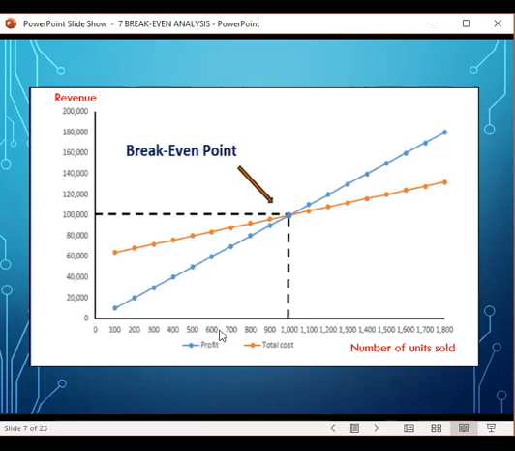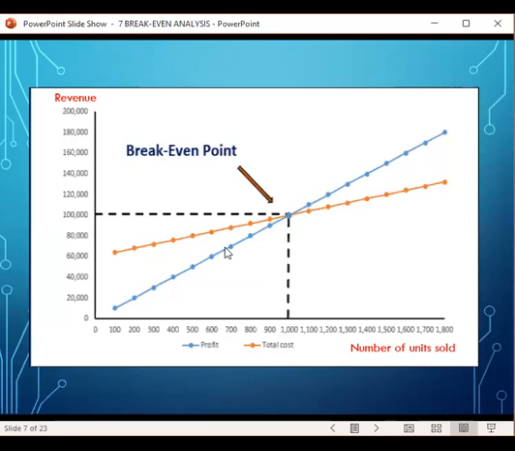However, if you try to look at the 700 number of units being sold, what will be the revenue? Let's try. So if this is 700, so this is your point here. And then your revenue will be only 70,000 pesos. Okay. But if you try to look at the graph here, the blue is lower compared to the red one.